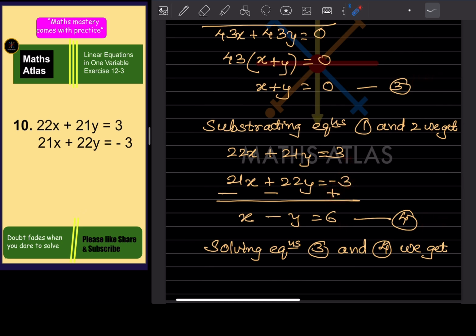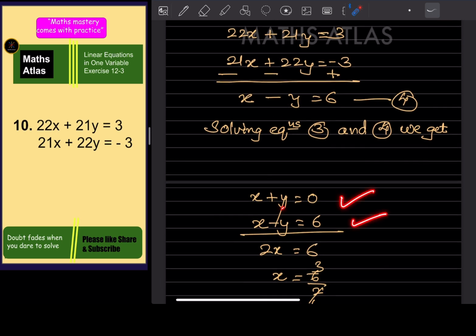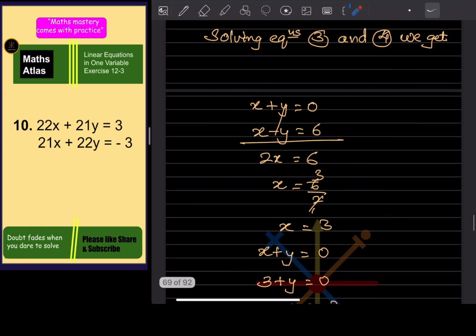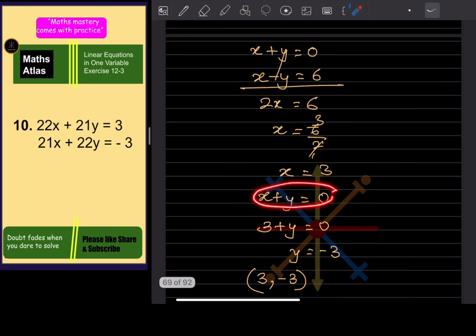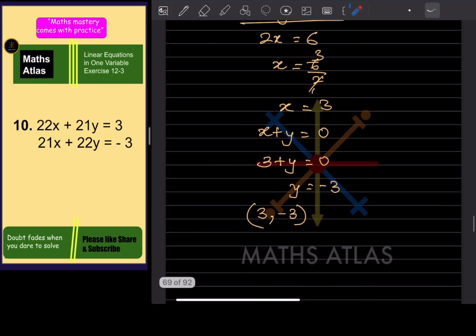So 3 and 4, now we will solve the equation, solving equations 3 and 4. So 3 is this one and this is the 4th equation. Now this is easy. So plus y and minus y, you don't have to do anything. This just gets cancelled out. So 2x will be 6, so x is going to be 3. So putting this x is equal to 3 in this equation, that is x plus y is equal to 0. So 3 plus y is equal to 0. So y will be, this will go on the other side, that is going to be minus 3. So these are the values of x and y. So solutions of x and y.